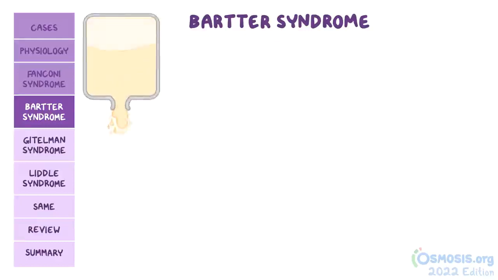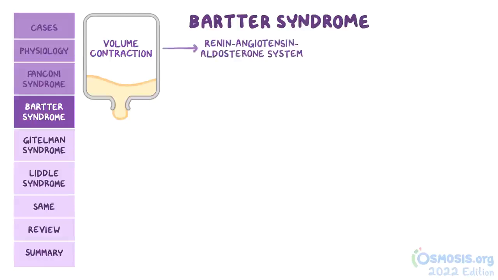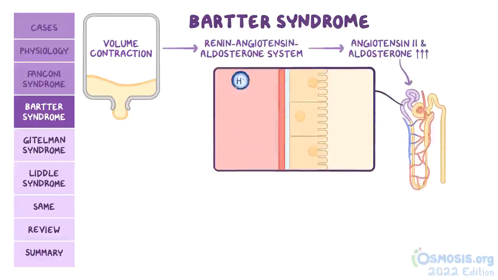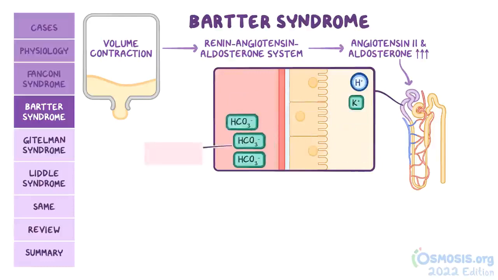Now, the loss of all these ions in the urine causes volume contraction, or excessive loss of extracellular volume. This in turn triggers the renin-angiotensin-aldosterone system. As a result, angiotensin II and aldosterone levels rise, and the kidneys start to secrete more potassium and hydrogen ions while reabsorbing more bicarbonate in the proximal convoluted tubule, and serum bicarbonate levels rise, leading to metabolic alkalosis.